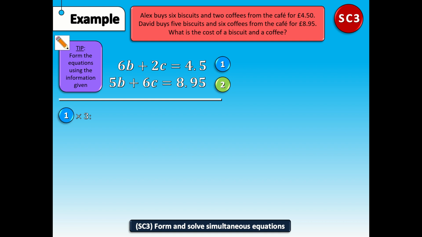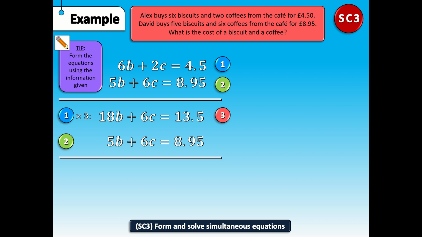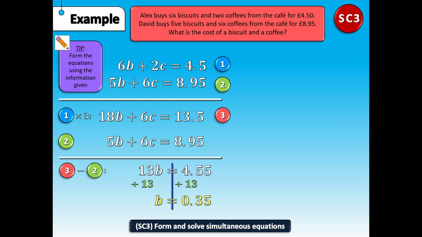So I can times the first equation by 3, and I can leave the second equation as it is, and I take them away from each other. So I get 13b equals 4.55. Divide both sides by 13. So b equals 0.35. So that means 1 biscuit costs 35p.